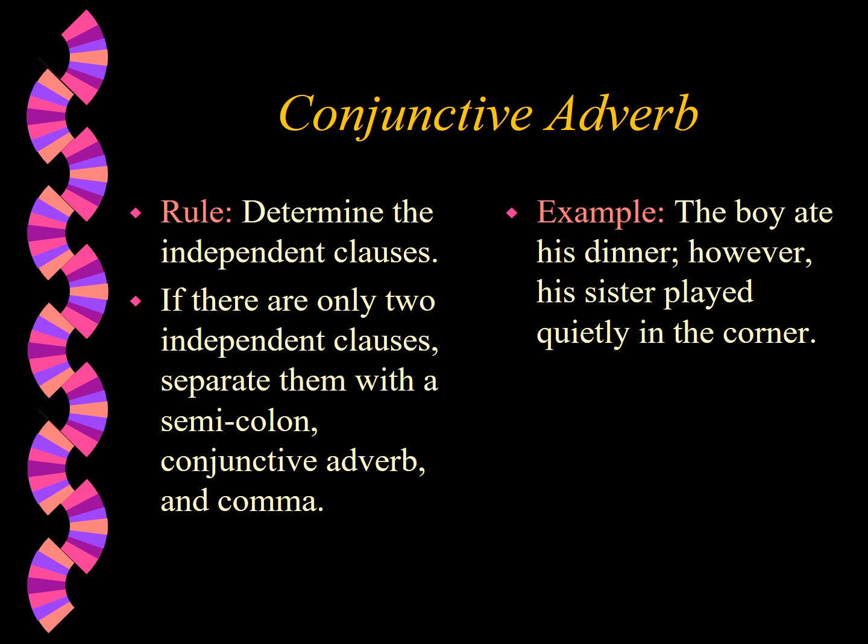And then finally, the conjunctive adverb, just to reiterate what we had talked about before. You need to determine the independent clauses, and if there are only two independent clauses, separate them with the semicolon, the conjunctive adverb, and the comma. So example, the boy ate his dinner, semicolon, however, comma, his sister played quietly in the corner.